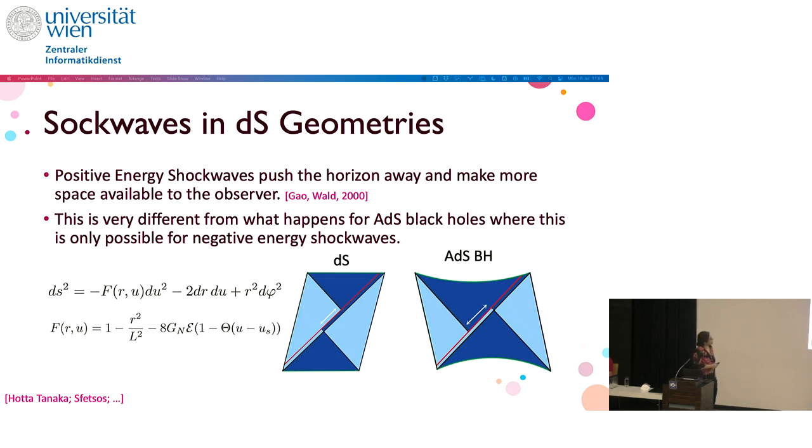And this is very different from what happens for anti-de Sitter black holes, where this is only possible for negative energy shock waves. In any event, I'm going to focus on 3 dimensions, but we also have results in higher dimensions which essentially all show the same features. And the metric essentially is, before a certain time, there is a mass at the origin, and then after a certain time, this mass is thrown away, and we are left with empty de Sitter space.